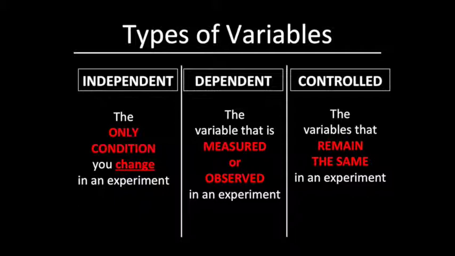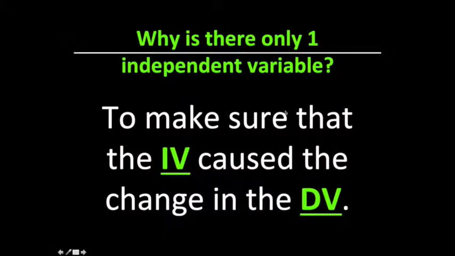And in the how old are your ears experiment, we change the age of the person taking the test. And because of that, our dependent variable, which is the highest frequency heard, changed as well. Okay? And everything else in the experiment needs to be controlled. It needs to remain the same. Okay? Why is there only one independent variable? To make sure that the independent variable is the cause of change in the dependent variable.